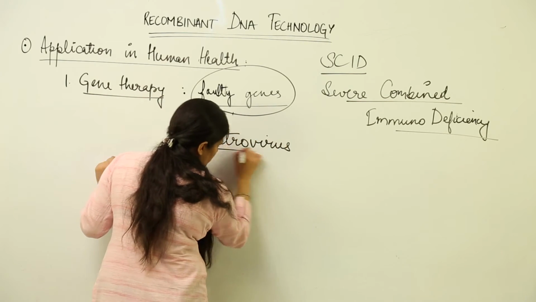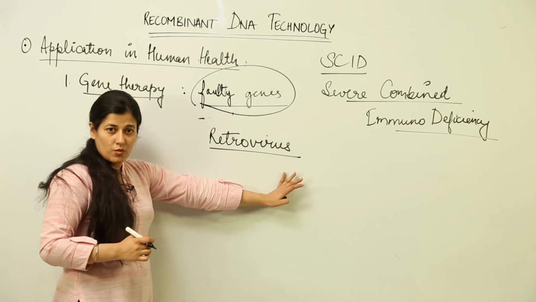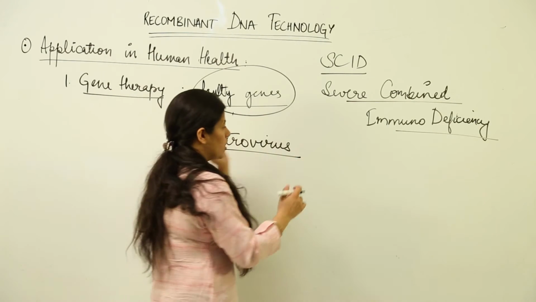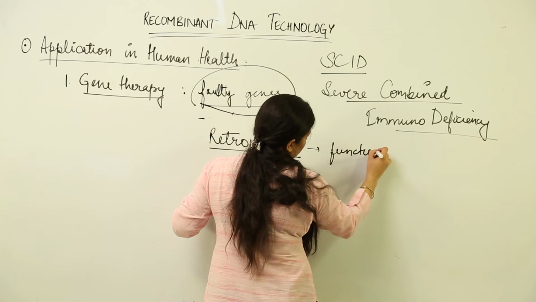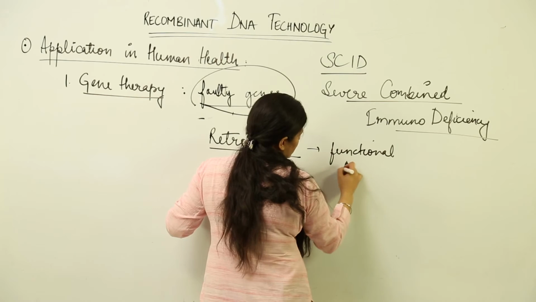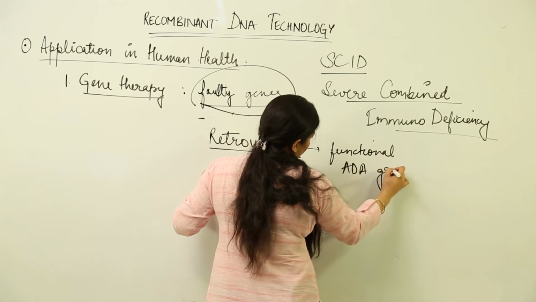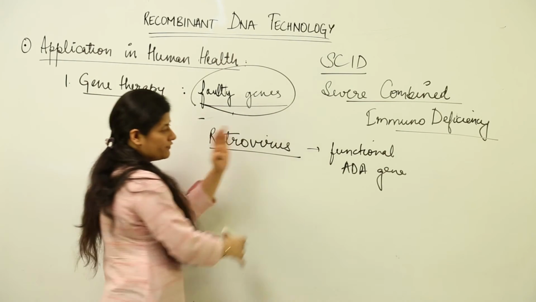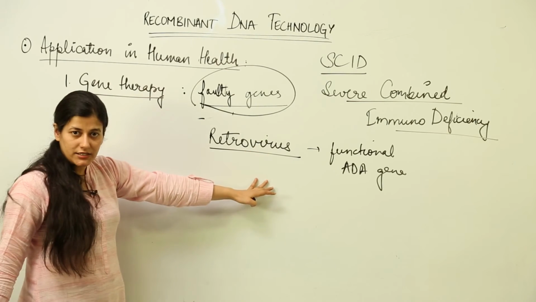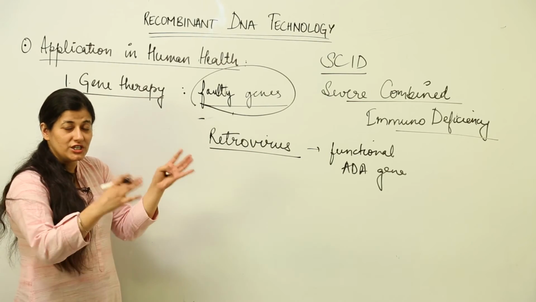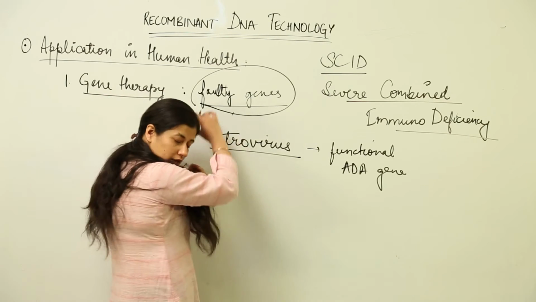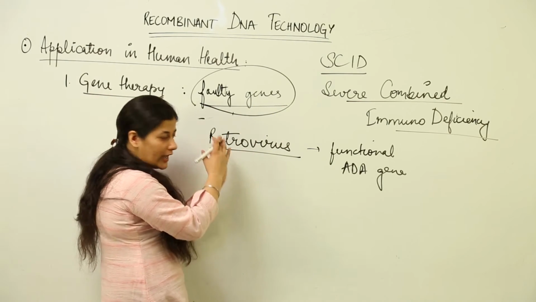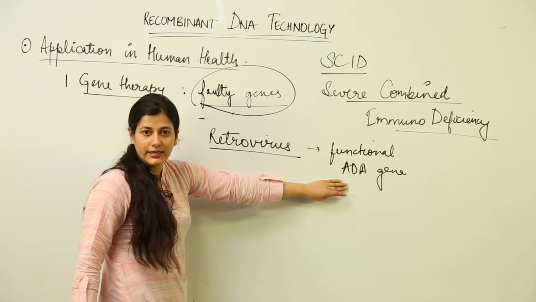Retroviruses are used. These retroviruses have the recombinant DNA where we have the functional ADA gene incorporated inside them. Okay? The retrovirus is going to have the functional ADA gene inside it, but it is not going to have the genes which are responsible for its packaging. So, we are in a way cutting its pathogenic activity, and instead we are putting the functional ADA gene.